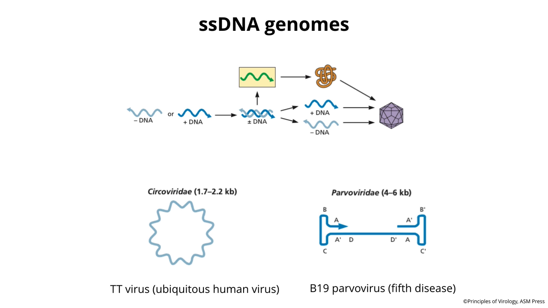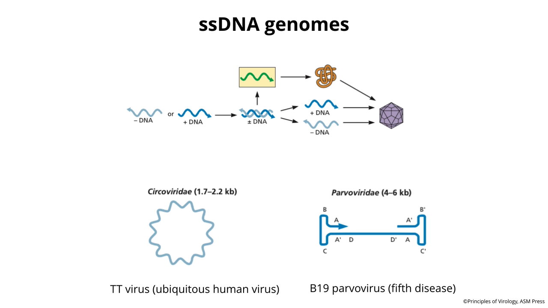And then finally, single-stranded DNA genomes. We have circular versions shown here on the left, and these are, again, ubiquitous human viruses, circoviruses. And then we have the parvoviruses, which are linear with very unusual T structures at either end, and we'll talk about their function later on. But one of them, the B19 parvovirus, is responsible for a common disease of childhood called Fifth disease.